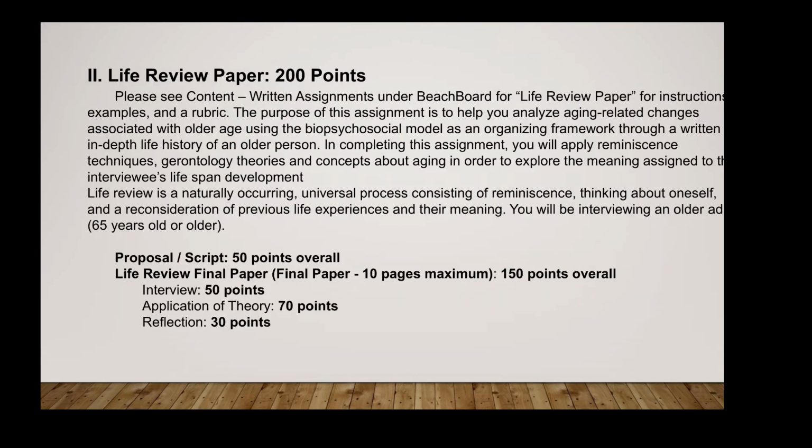Your second assignment will be due more toward the end of this semester. This is about thinking about aging-related changes associated with older age using what we call the biopsychosocial model. And you'll do this by completing a life history of an older person. So you'll find someone and you'll reminisce with them. You'll interview them about their life, and you'll try to find meaning associated with their lifespan and materials in our course. There are a lot more details on how this will work, but essentially you'll interview someone, ask them about their life, and then create a paper linking to the biopsychosocial model, linking to what we've talked about in class.